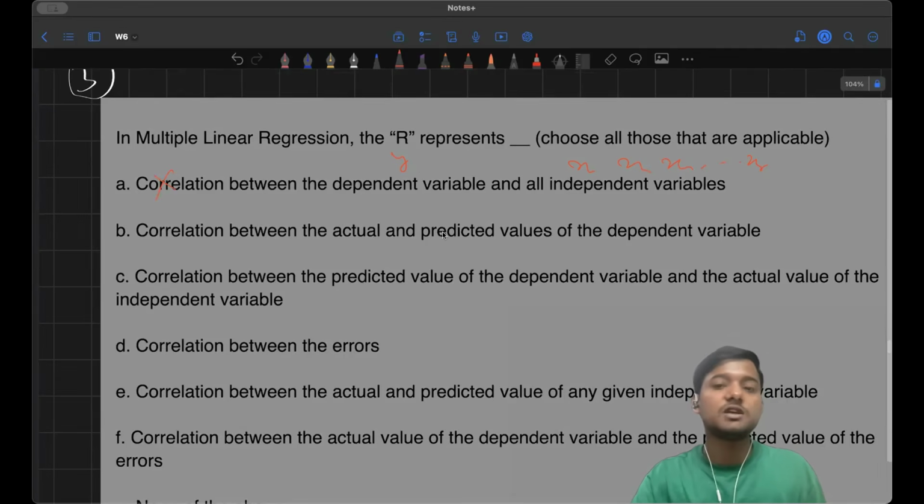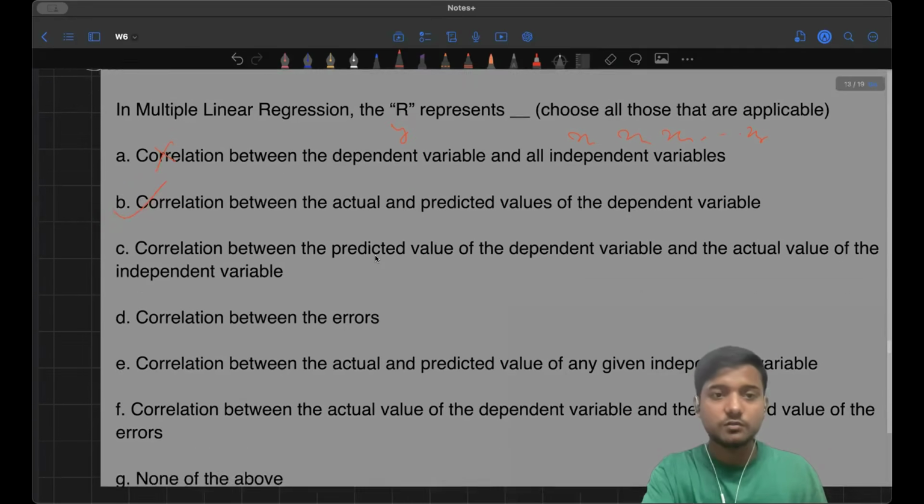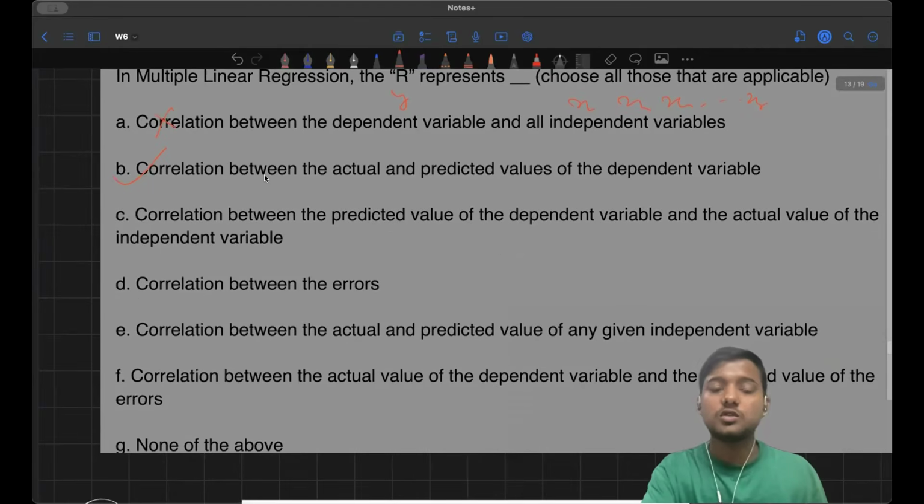Correlation between actual and predicted values of the dependent variable. So this is actually the correct thing. In multiple linear regression, if you read the statements which I told in the ANOVA table video, it is going to be the correlation between the actual, which is our y, and predicted, which is y hat. So this is the correct answer.